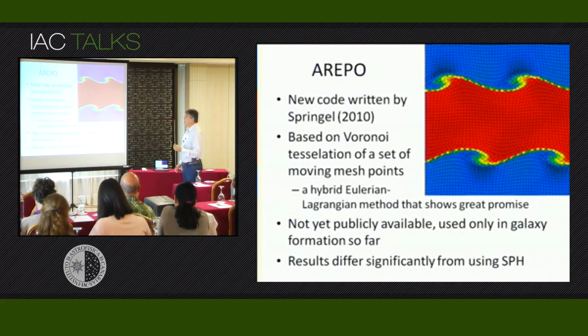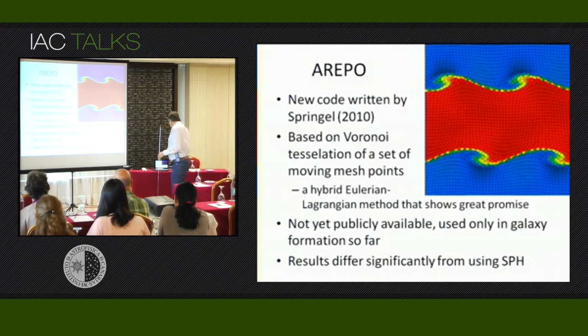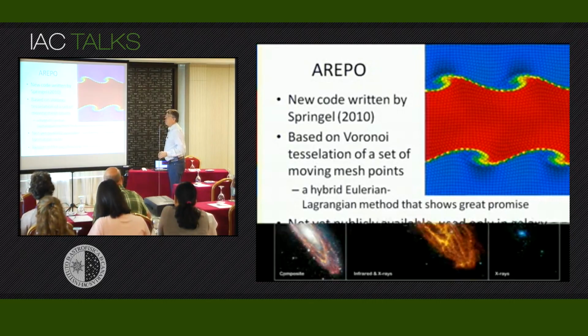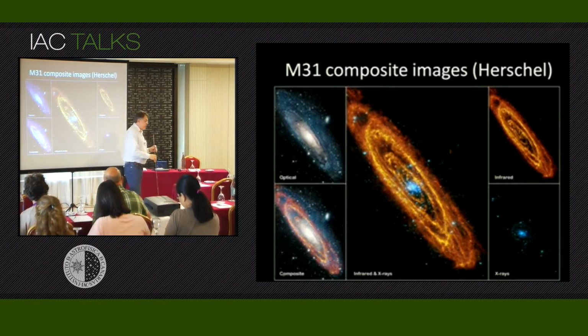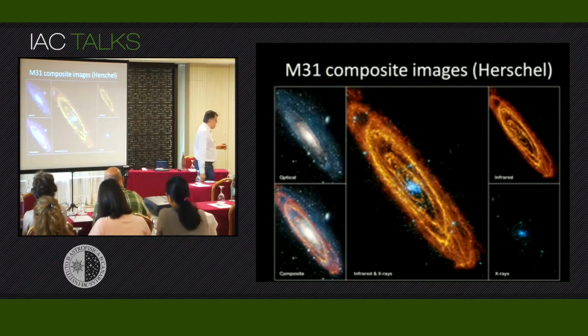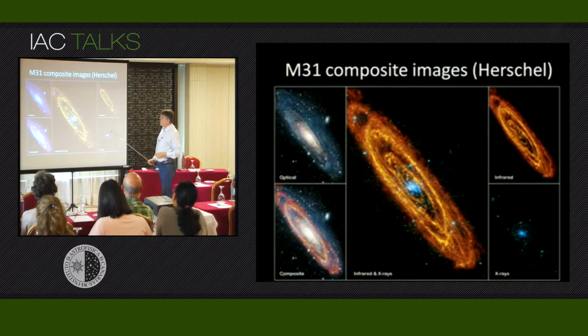And the fact that the blobs of gas that were falling into the hot halo of a galaxy were not being disrupted by the Kelvin-Helmholtz instability also led to different distributions of gas in the models that were formed. And so this code is significantly better, at least that's what it's claimed to be, over SPH in those senses.